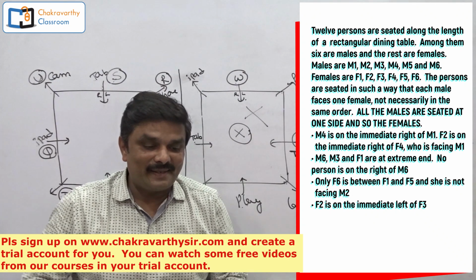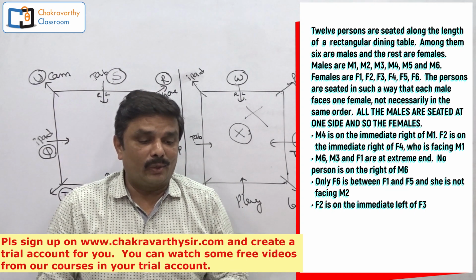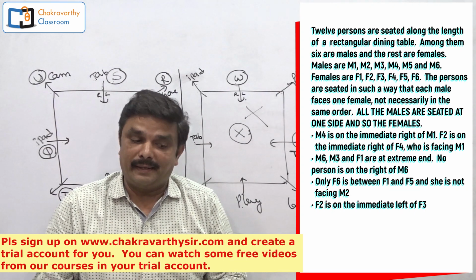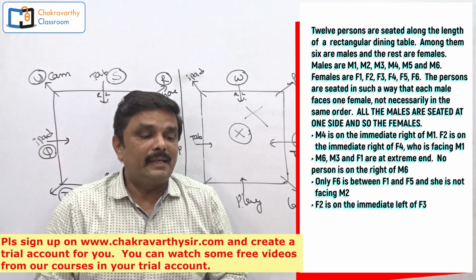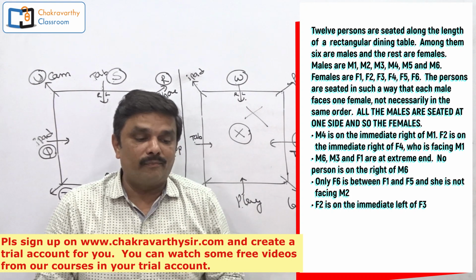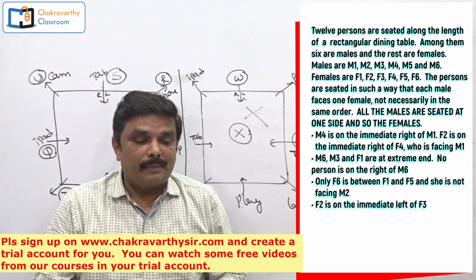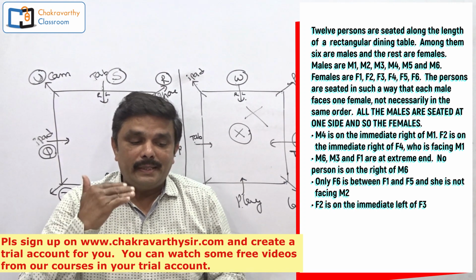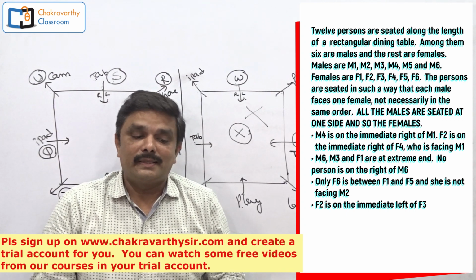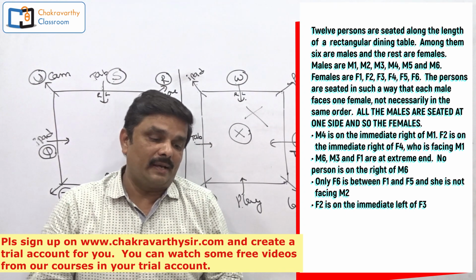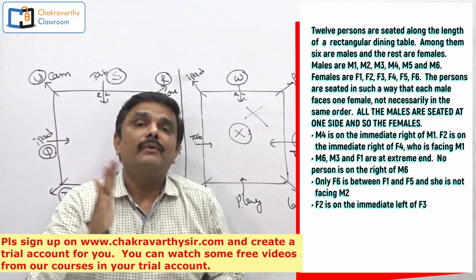After this one, let's start another question students. A simple one this one. 12 persons are seated along the length of a rectangular dining table. Among them 6 are males and rest are females. Males are M1, M2, M3, M4, M5 and M6. Females are F1 to F6 they have given. The persons are seated in such a way that each male faces one female, not necessarily in the same order. And after that clearly they have given that all the males are seated at one side and so the females.